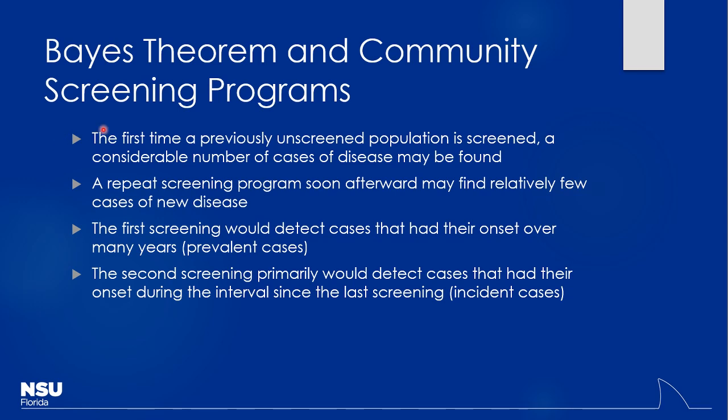Usually when you're doing a second round of screening, you get a few extra cases that have popped up, but those are usually new diagnoses. And in those cases, we'll talk about those as being incident cases. Mainly for Bayes theorem, we're going to be focusing just on using the prevalent cases within the population to give us an idea of what the actual true prevalence is.